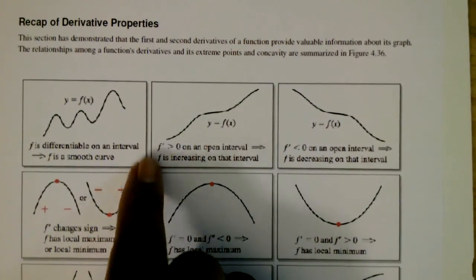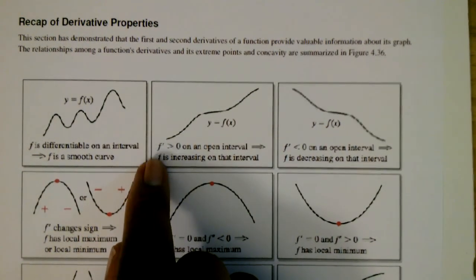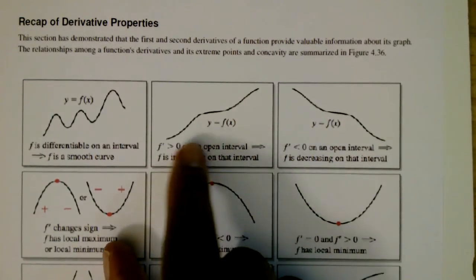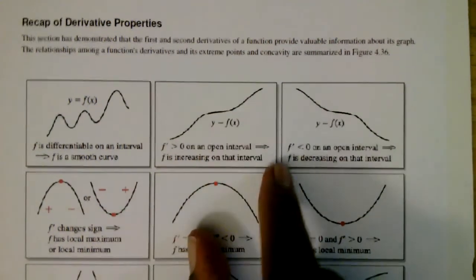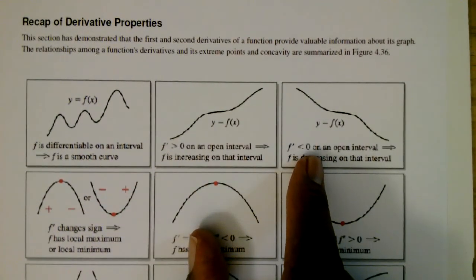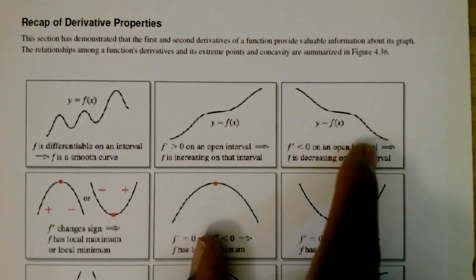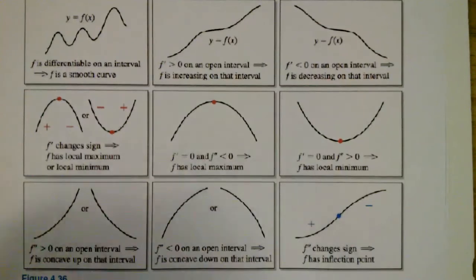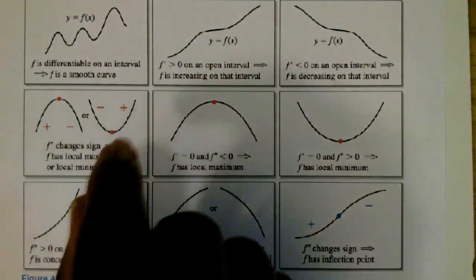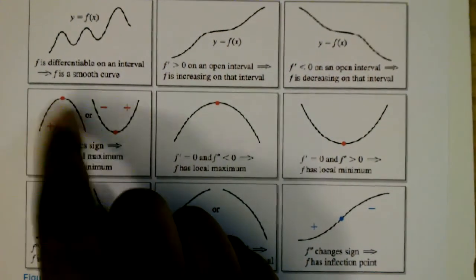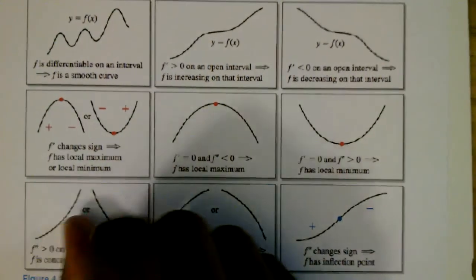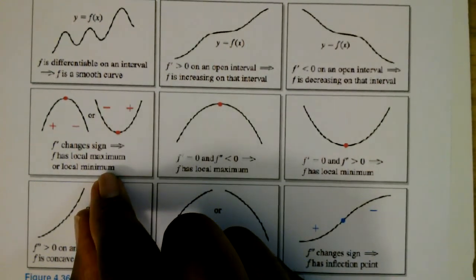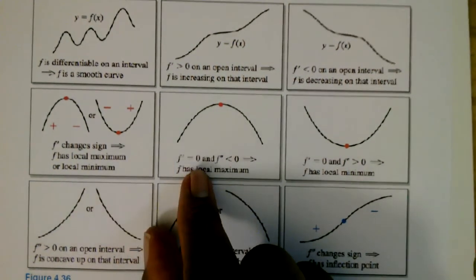If f prime, the first derivative, is positive on an open interval, that means it's going to be increasing on that interval, as you can see. Or if f prime is negative on an open interval, it's going to be decreasing on that interval. And then we talked about changing sign. Of course, if we increase and then decrease, that means you have a local maximum. Or if you decrease and then increase, that means you got a local minimum.